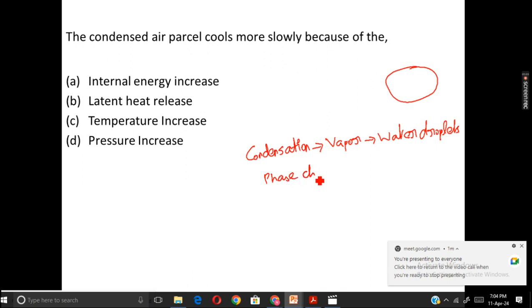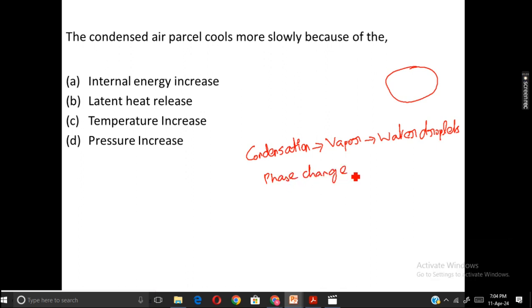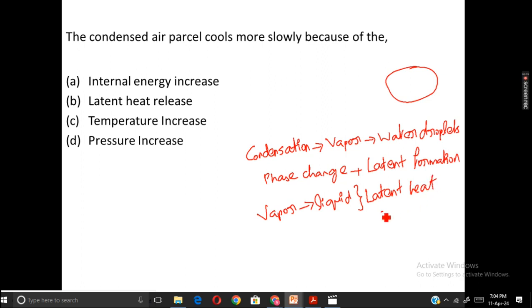So a phase change is occurring here. Whenever there is a phase change, there will be latent heat release. In this case, the phase change is basically vapor to liquid. Vapor to liquid. So there will be latent heat release in this case.